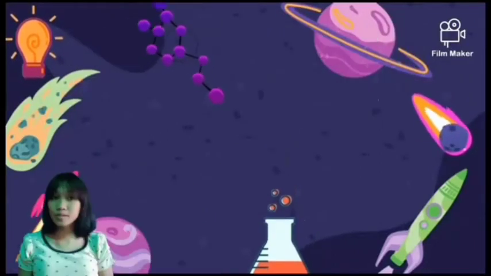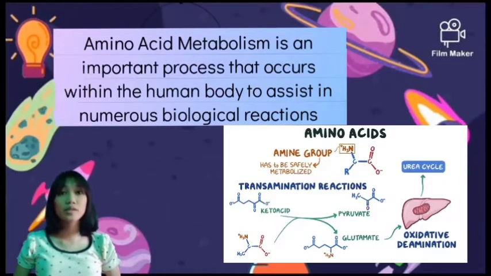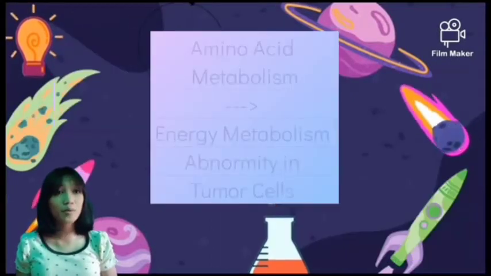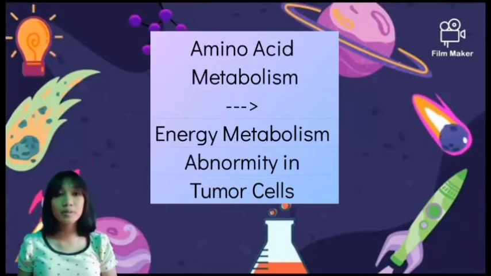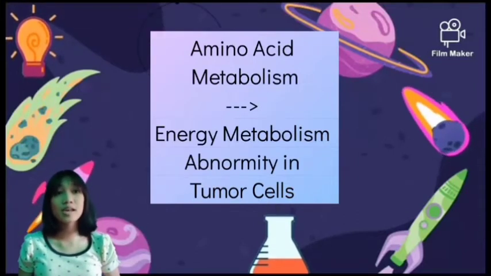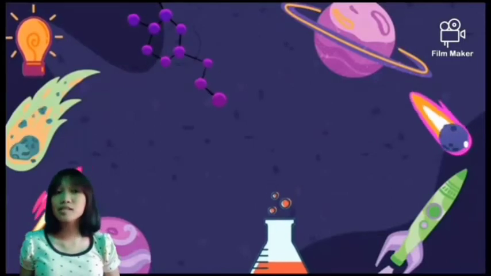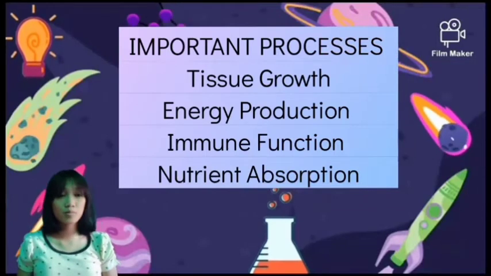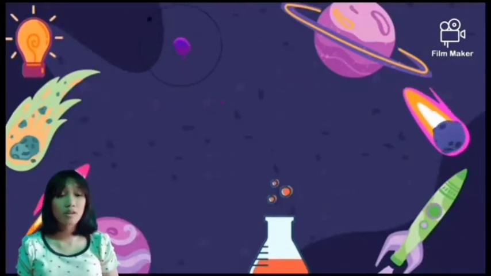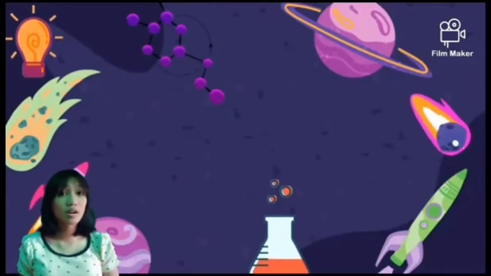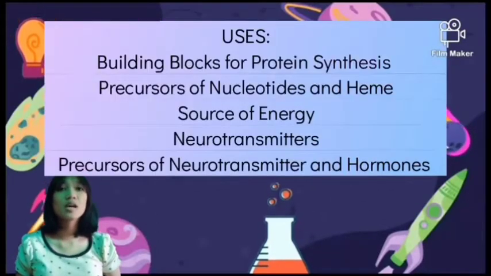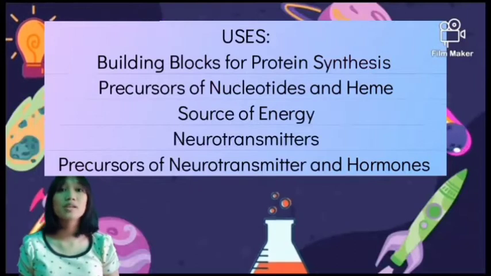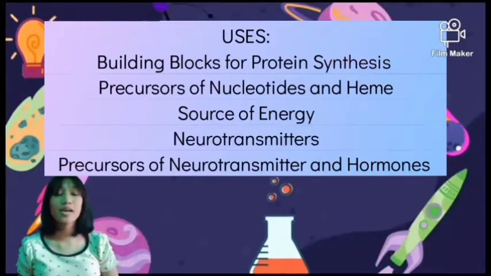Amino acid metabolism is an important process that occurs within the human body to assist in numerous biological reactions. It is reprogrammed due to its important role in energy metabolism abnormality in tumor cells, and it supports important processes such as tissue growth, energy production, immune function, and nutrient absorption. Some of these metabolic uses of amino acids are: building blocks for protein synthesis, precursors of nucleotides and heme, source of energy, neurotransmitters, and precursors of neurotransmitters and hormones.